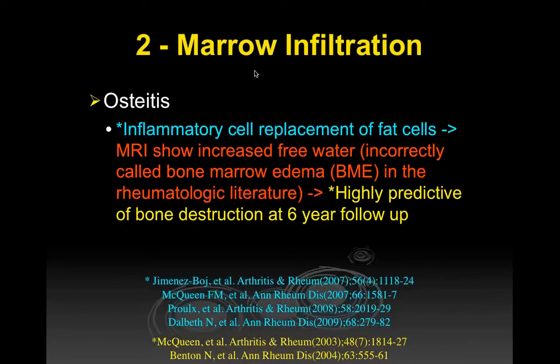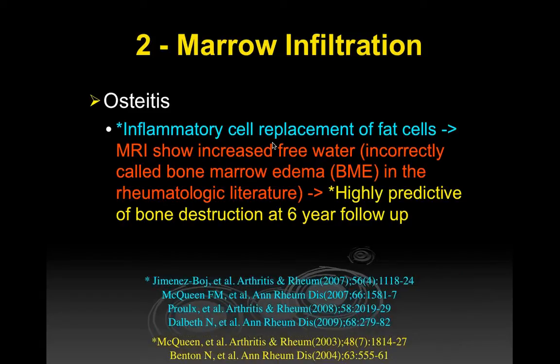The next is the marrow inflammation or the osteitis phase. Again, it's very important. I really emphasize you should call it osteitis, but everything you'll see in the rheumatology literature will be BMEs or bone marrow edema. The reason is that I think this is the early stage of erosion. Kind of by definition in rheumatology, it's not an erosion unless you can see it on an X-ray, or in other words, until you have the cortical interruption, which is well past the reversible stage.